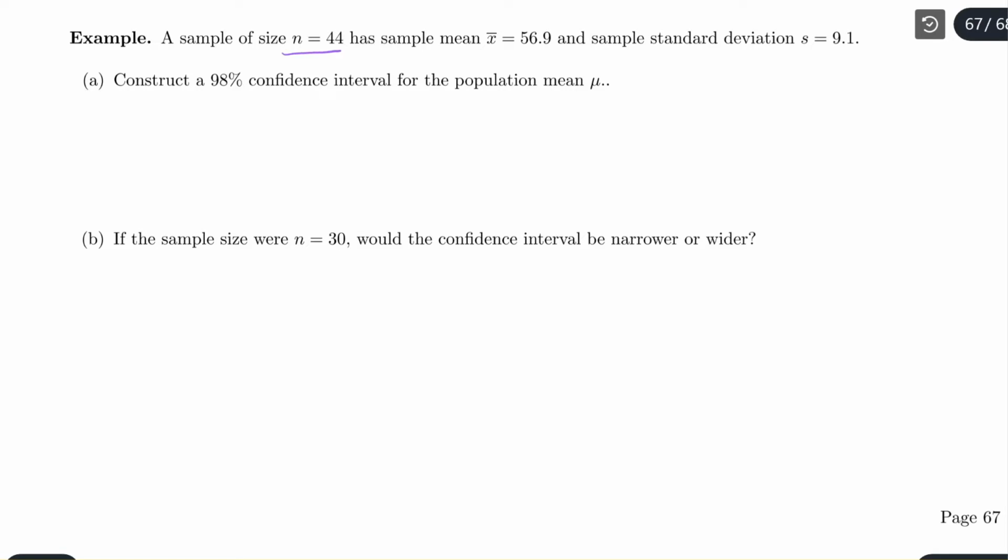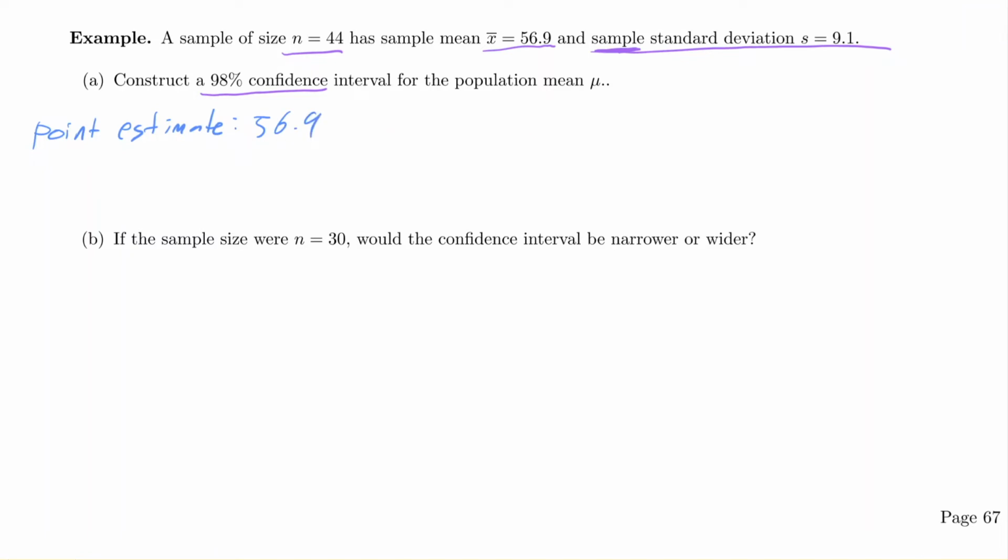A sample of size n equals 44 has a sample mean of 56.9 and a sample standard deviation of 9.1. Construct a 98% confidence interval for the population mean. So first, the point estimate is 56.9. This is the estimate, but this is just one point. From here, we add and subtract the margin of error. So then let's find the margin of error.